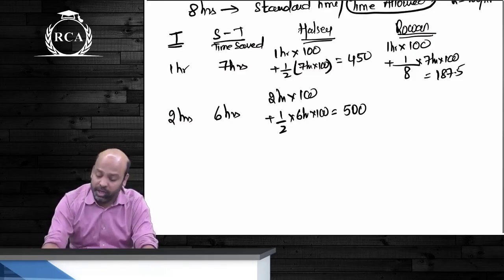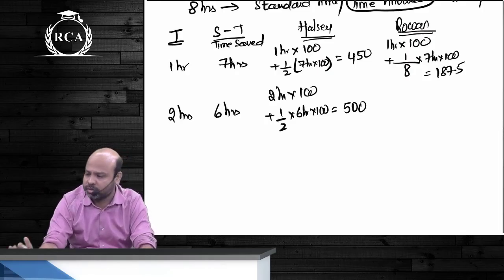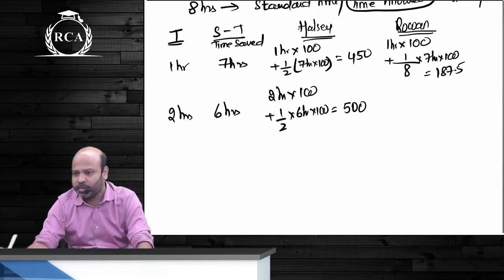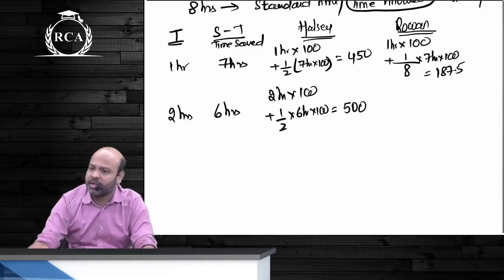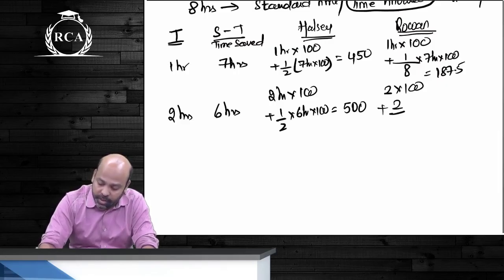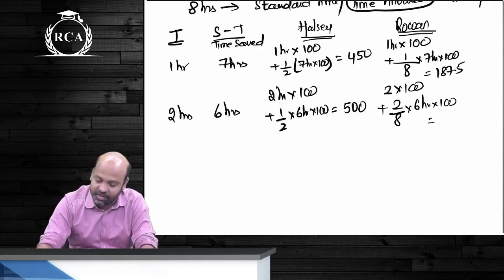50. Bhagesh, you tell me, beta, how much wage will come under the Rowan scheme? How are you getting 350? 2 into 100, 2 by 8. Very good, beta. How much is this?